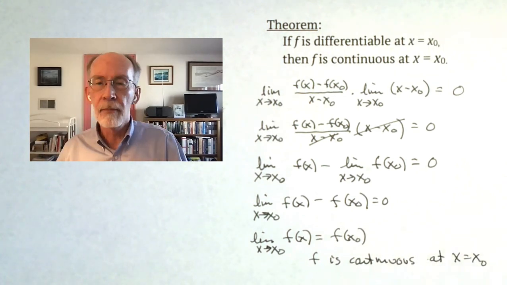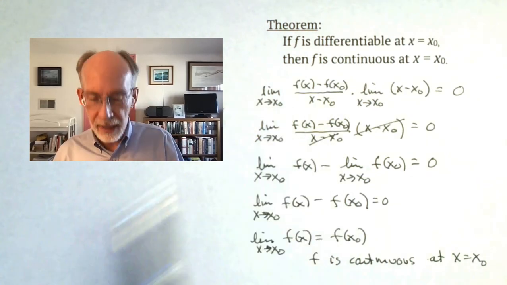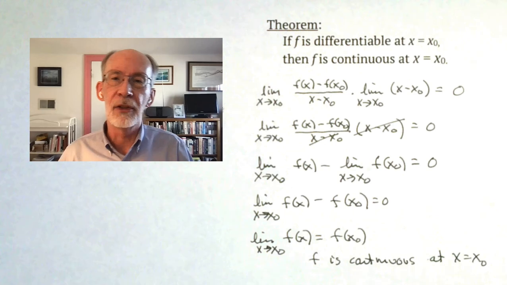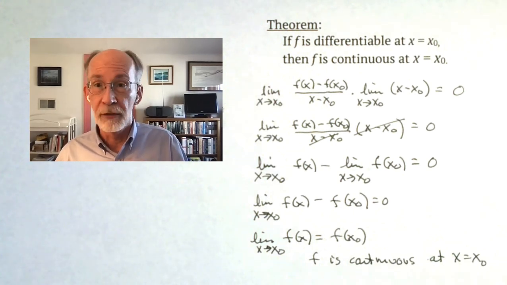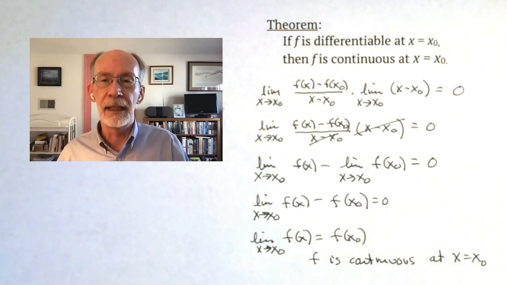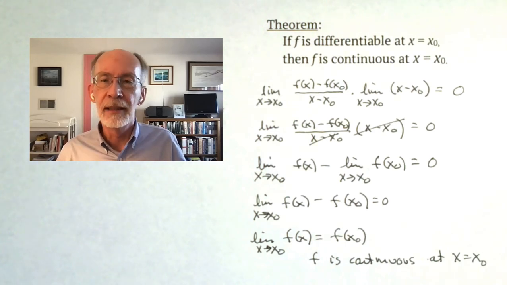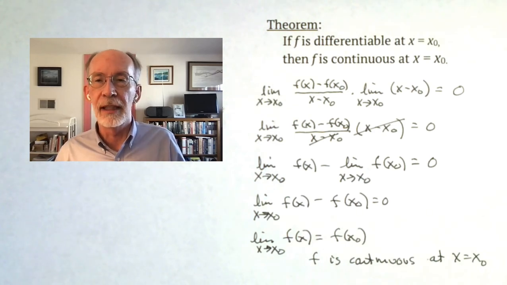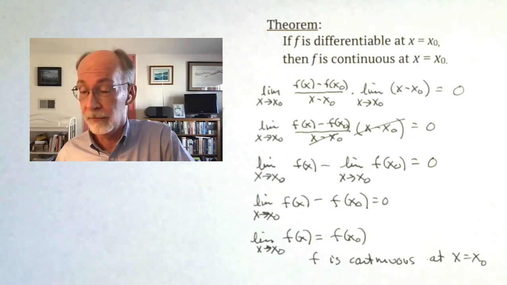How did we get there? By the assumption that this was a real number, by the assumption that it existed, but that was equivalent to assuming that f was differentiable. So, if a function's differentiable somewhere, it's continuous there. And since we build up differentiability and continuity on intervals based on differentiability and continuity on individual points in those intervals, if f is differentiable on an interval, then it's continuous on that interval.